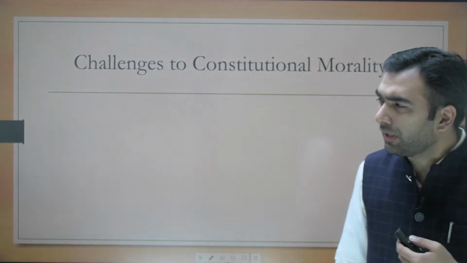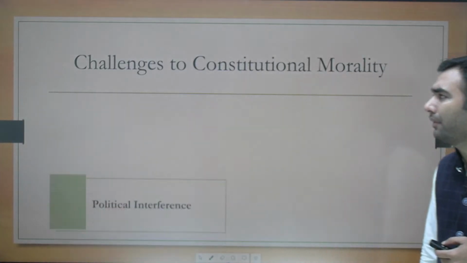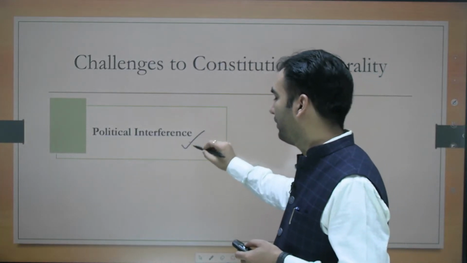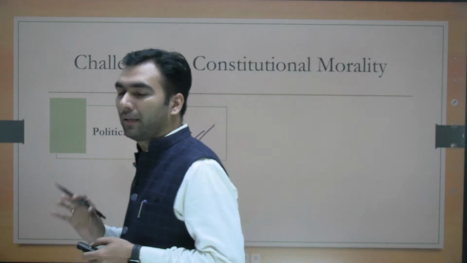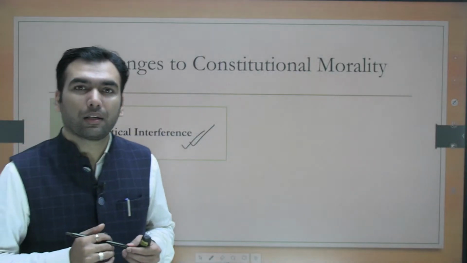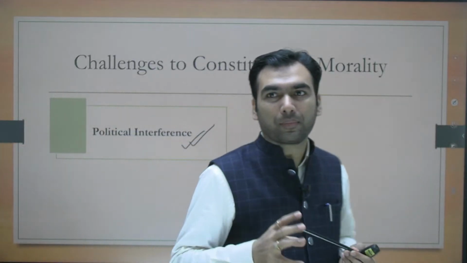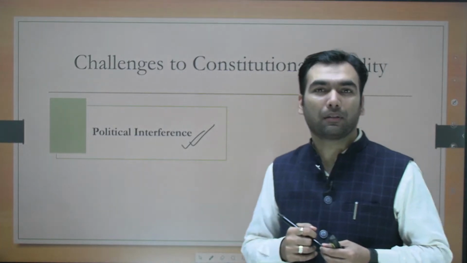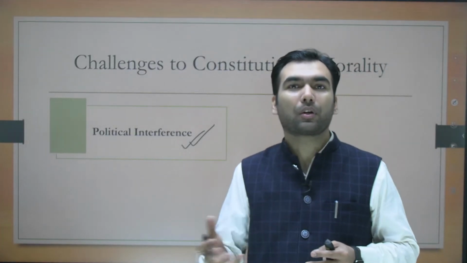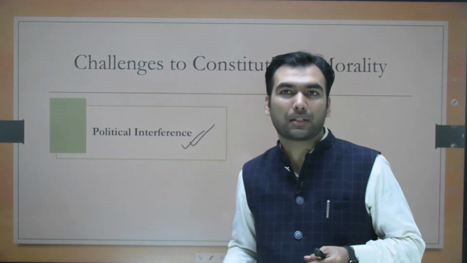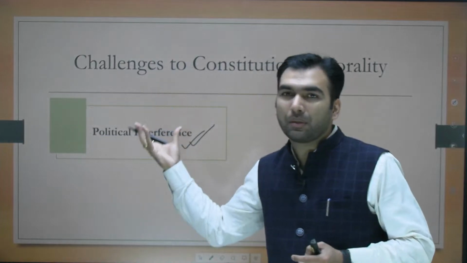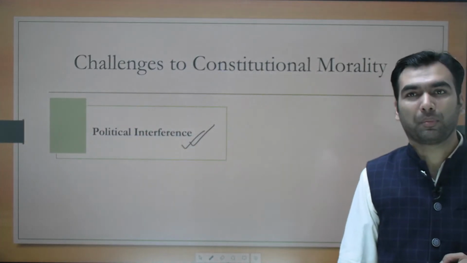You can write any number of points, but I will just give you a framework. In case there is political interference, one important actor is the political class. If the political class is interfering in the functioning of other institutions, maybe the judiciary, maybe the bureaucracy, maybe the police, the law enforcement agencies, invariably constitutional morality is going to be compromised.